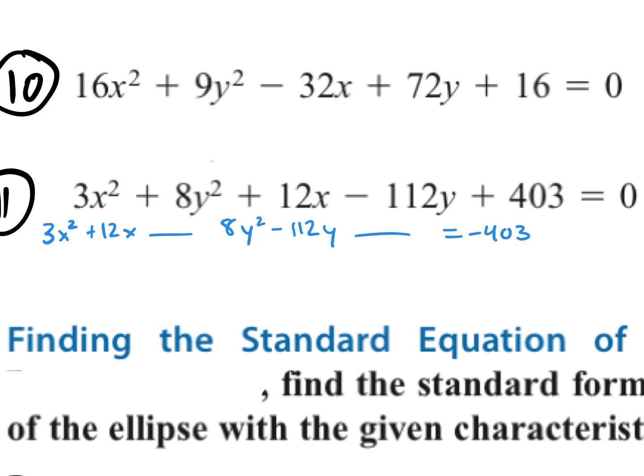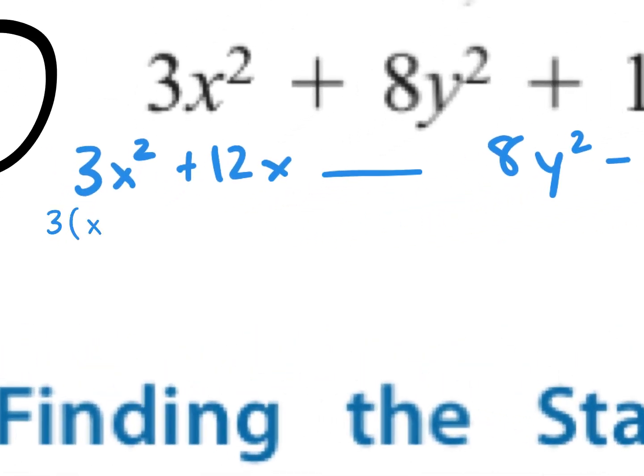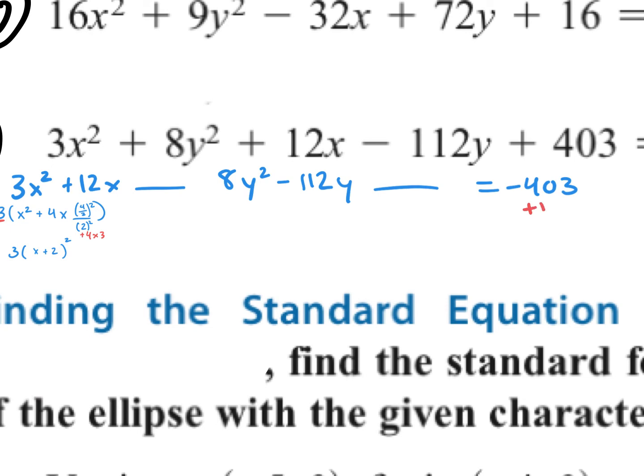What do I have to do first before I complete the square? I have to take out the 3. So I have 3x squared plus 4x. And what's going to be my b over 2 squared? So 4 over 2 squared, which would be 2 squared. So in my parentheses squared here, I have x plus 2. And then a 3 on the outside. So I'm adding 4 here. But what do I have to do that for? Multiply it by 3. So I need to add 12 to the right side too.